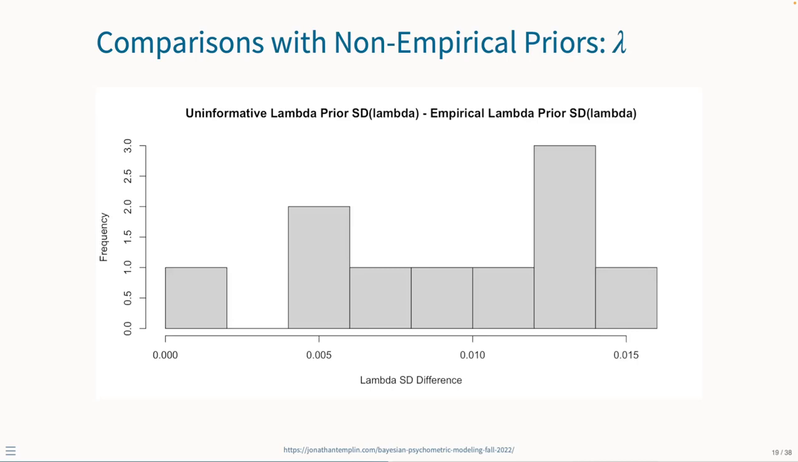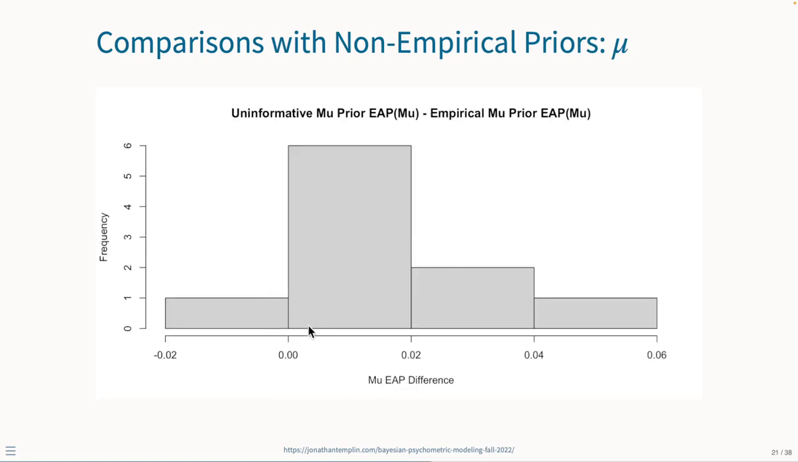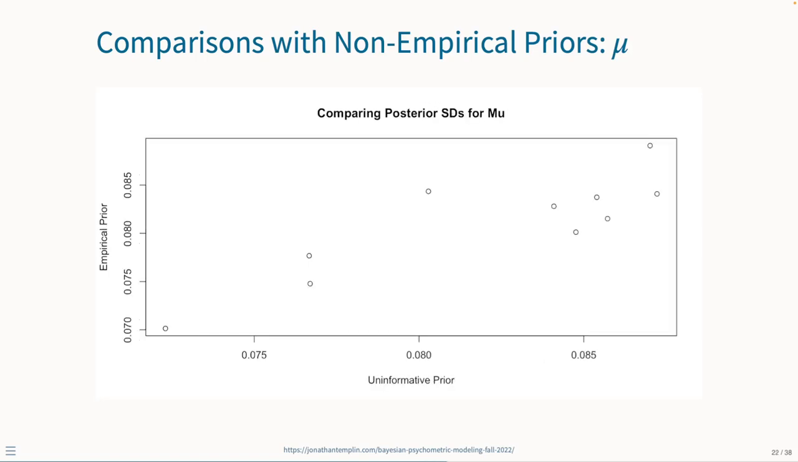Same thing with that's the standard deviation. All right, let's talk about mu. Again, uninformative on the x-axis, empirical prior on the y-axis. They're very correlated. Here, most of the uninformative priors had a bigger value. So the empirical prior is bringing down the estimated values.